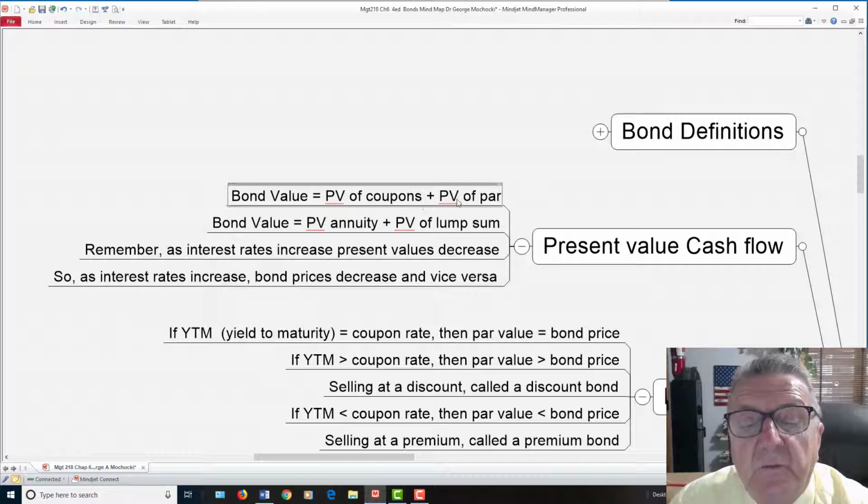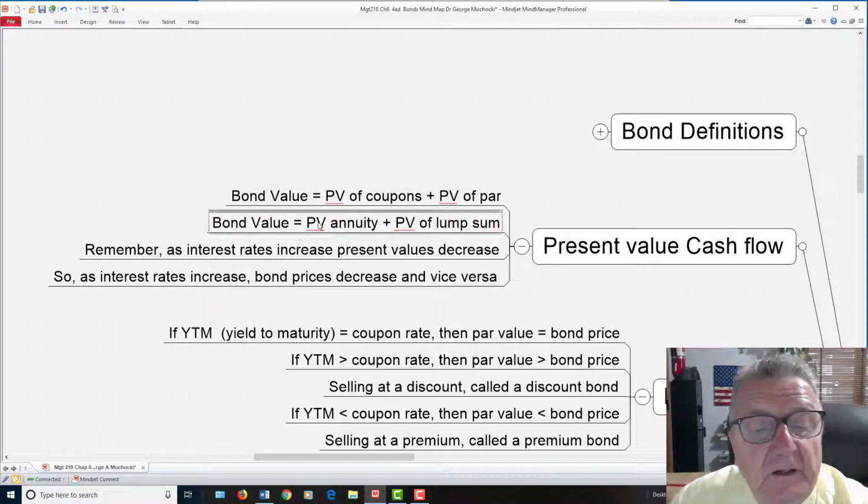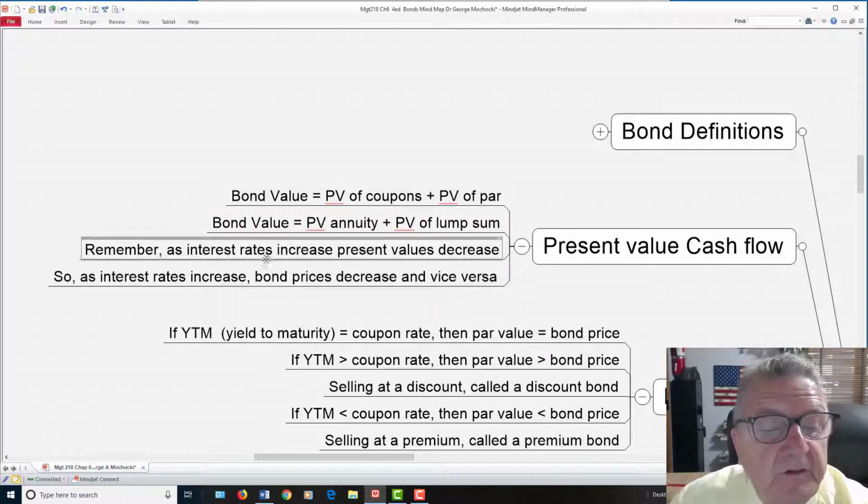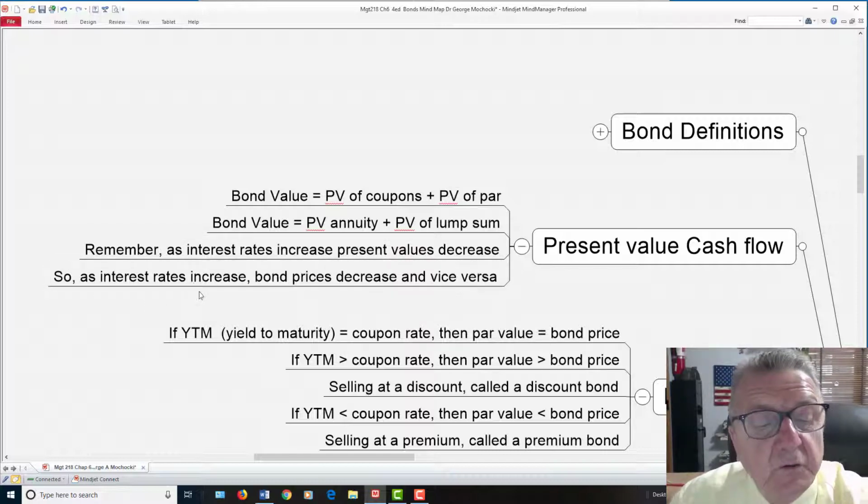Present value of coupons plus present value of par equals the price, and it just gives you that. Remember, if interest rates increase, present value decreases. So if interest rates increase, the bond prices decrease, and vice versa.